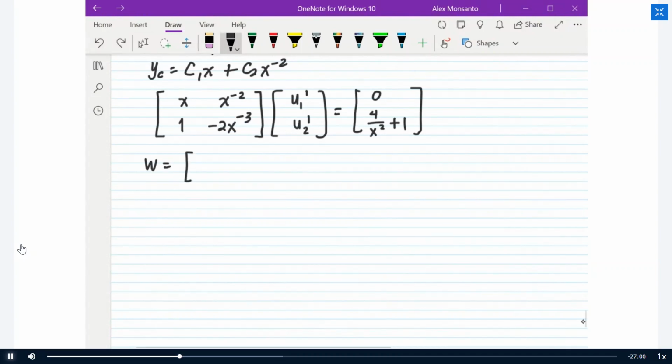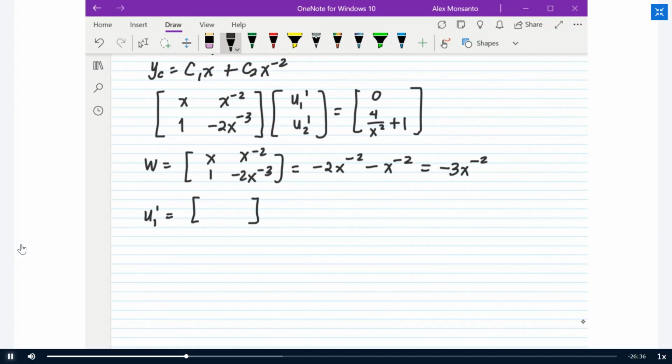X, tapos 1, x raised to negative 2, then this one. So, pag kinuha natin yan, x times negative 2x raised to negative 3, negative 2x raised to negative 2. Yan, tapos minus x raised to negative 2. In short, magiging negative 3x raised to negative 2. Ibig sabihin, kapag kinuha natin yung u1 prime, bale, yung first column, papalitan lang natin ng, medyo malaki siya.